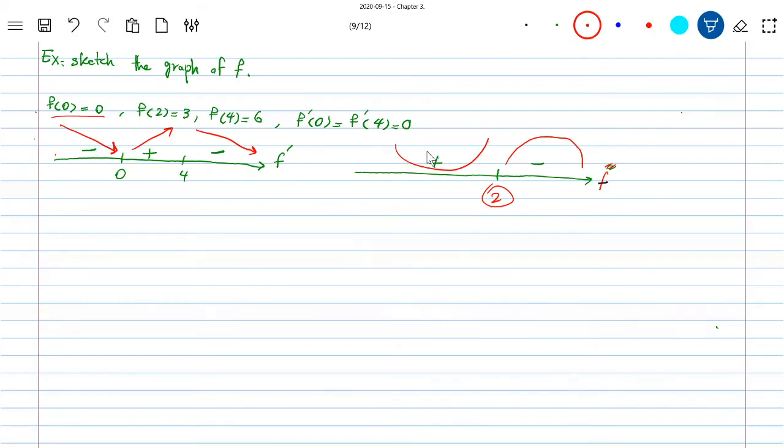And here, given some of the values, these are a bunch of points, and they tell you the derivative is 0 at 0 and 4. That means 0 and 4 were critical numbers. These are the critical numbers. Okay, so let's graph the function f.